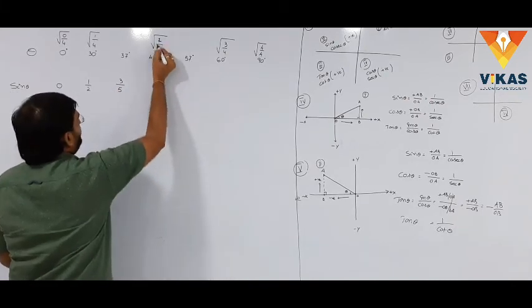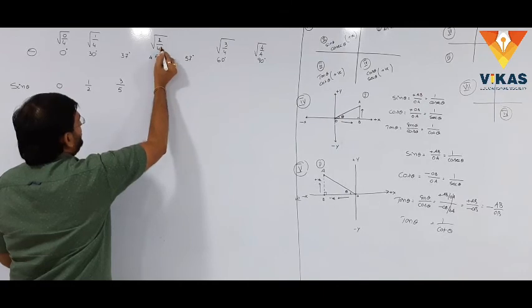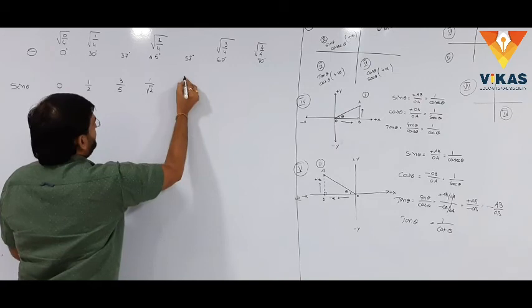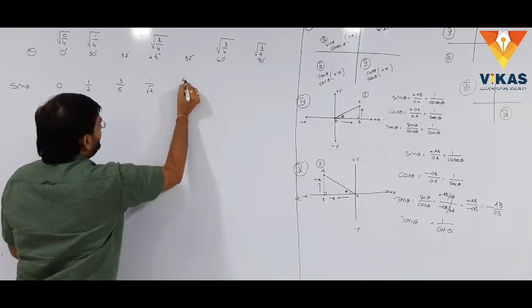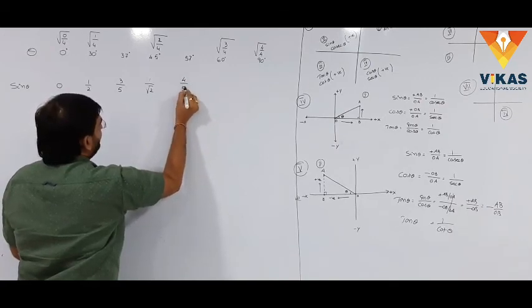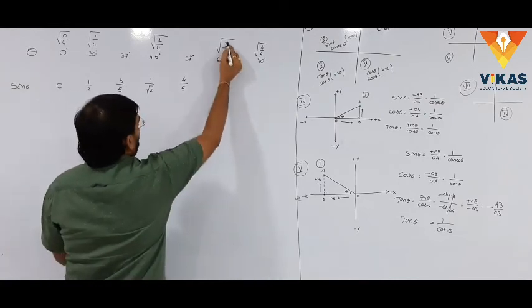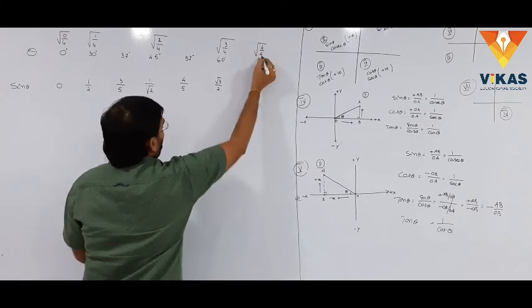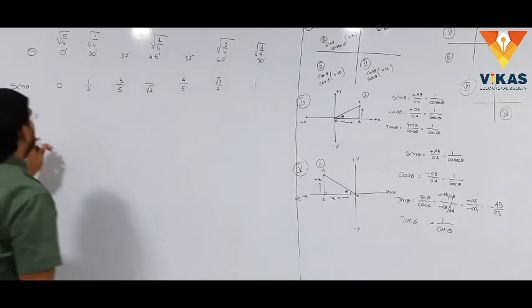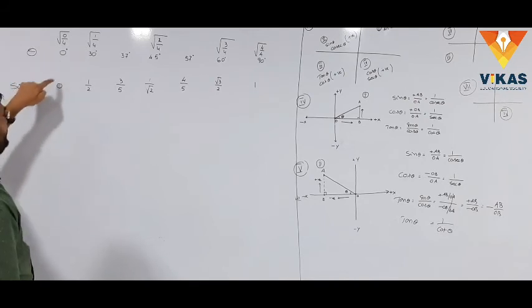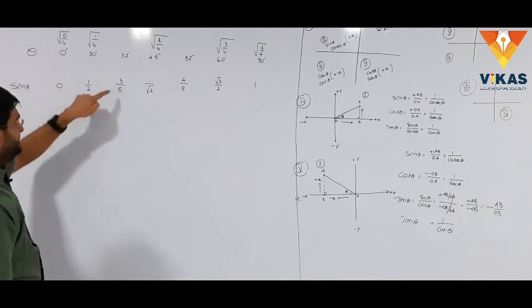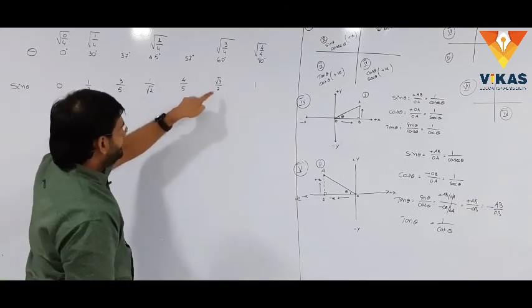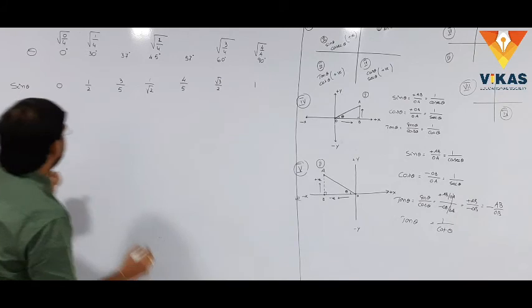What is sin 45? 2/4, the 2 cancels, so this is 1/√2. Sin 53 is the reciprocal of that, simply 4/5. Root 3/4 can be written as root 3/2. 4/4 is 1, root of 1 is 1. These are the values: sin 0 is 0, sin 30 is 1/2, sin 37 is 3/5, sin 45 is 1/√2, sin 53 is 4/5, sin 60 is root 3/2, sin 90 is 1.